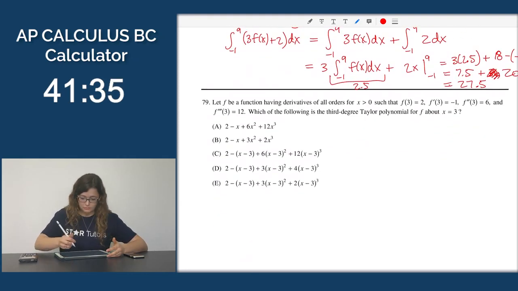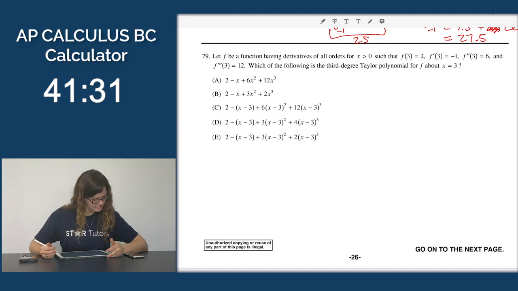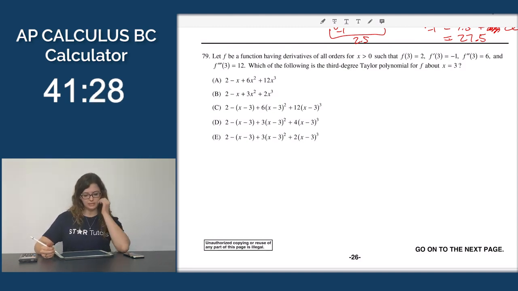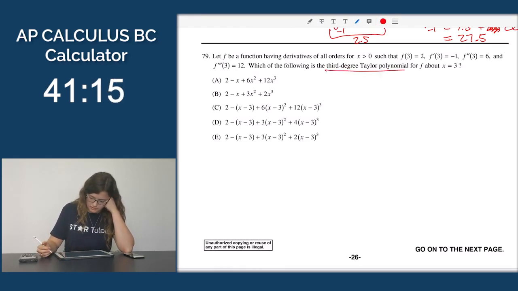Okay, which would have been okay because, you know, you make mistakes sometimes. All right, 79. Let f be a function having derivatives of all orders for x positive such that f of 3 is 2, f prime of 3 is... Okay, which of the following is the third degree Taylor polynomial for f about x equals 3?